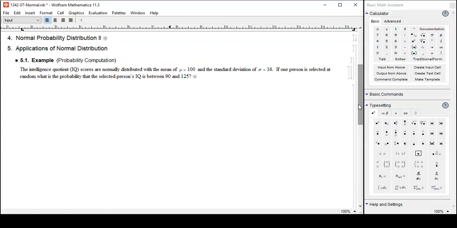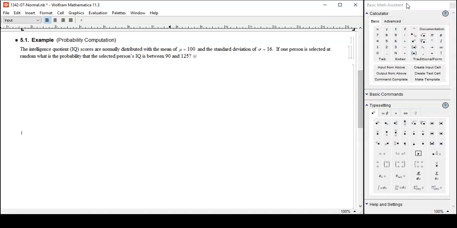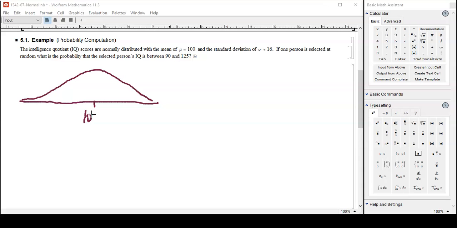Let's prepare some space for normal pictures. Okay, that's gotta be enough, and let's go to the drawing mode. That's the kind of situation we are in. We want a normal picture like this, centered at 100. And then this is 125. And here's 90. And then between 90 and 125. Now, does it make sense?